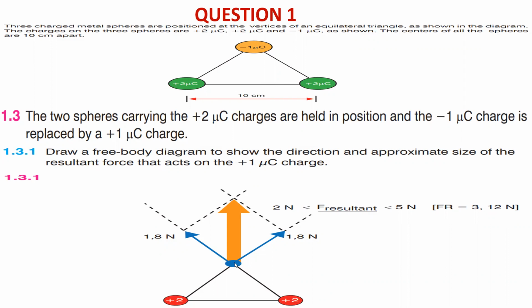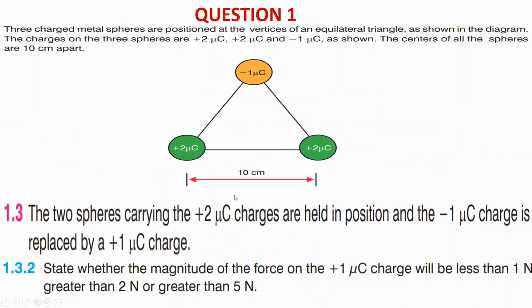Let's continue. I hope everything is fine because there is a positive one now. You have positive, they repel each other. Because of that, this direction, other one, other direction. Let's continue with the next question. So two spheres carrying, okay, you changed already in 1.3. Now 1.3.2. The magnitude of force on plus 1 microcoulomb will be less than 1 newton.